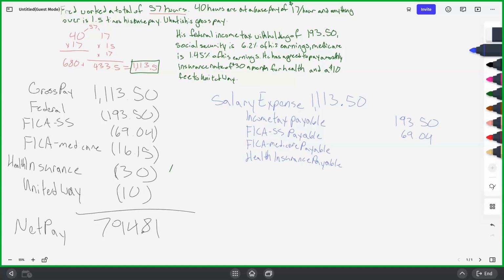Everything else is also going to other places, so you want to keep that to the side: okay, I'm going to pay them later. And then we have United Way payable. This is a journal entry, right? It is one big journal entry.